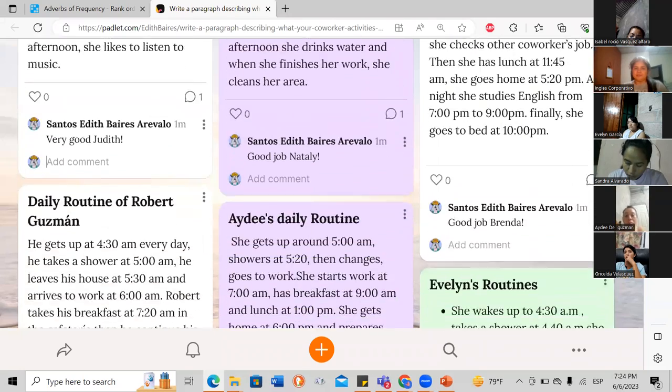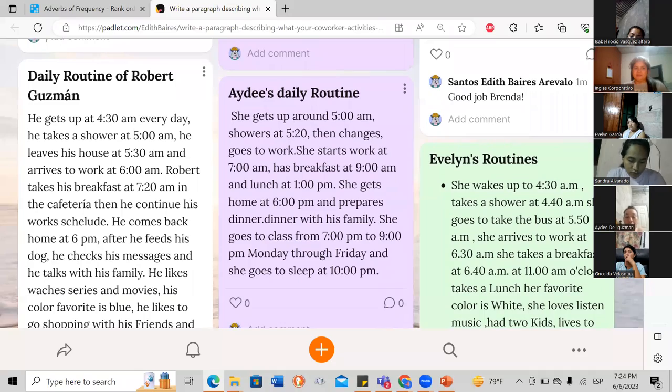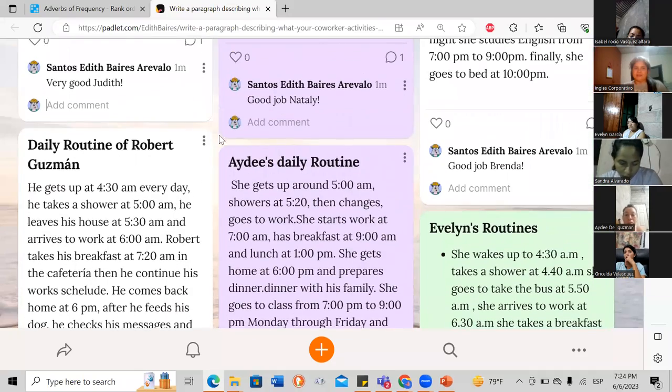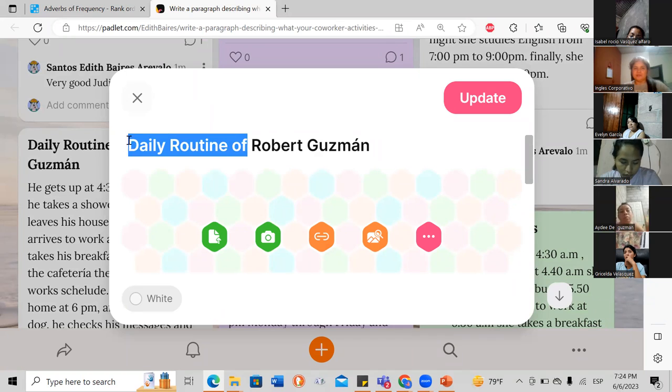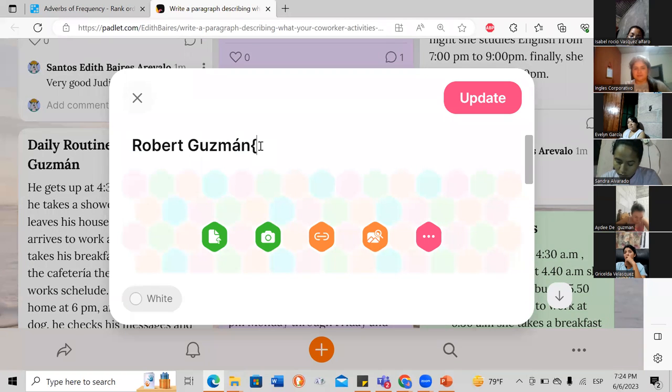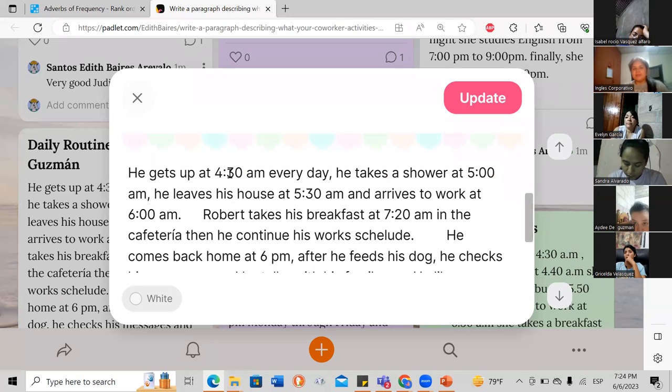Okay, let me see. Daily routine of Roberto Guzmán. Evelyn Garcia. Evelyn. Okay, let me just read. Daily routine. He gets up at 4:30 a.m. every day. He takes a shower at 5 a.m. He leaves his house at 5:30 a.m. and he drives to work at 6 a.m.